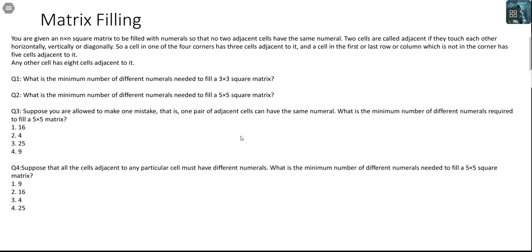Let's see. What is the minimum number of different numerals needed for a 3 by 3 square matrix? What is the minimum number of different numerals needed for a 5 by 5 square matrix? Suppose you are allowed to make one mistake, that is, one pair of adjacent cells can have the same numeral. What is the minimum number of different numerals required to fill a 5 by 5 square matrix? And suppose that all the cells adjacent to any particular cell must have different numerals. What is the minimum number of different numerals needed to fill a 5 by 5 square matrix? So we only have to consider a square matrix of size 3 by 3 and size 5 by 5 to get to our answers here.